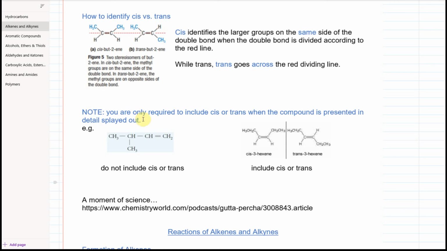Now, I always get the question, Miss, when is it that I'm going to need to include cis or trans? Well, if you have a condensed structure like this, and focus in on the double bond here, where there's no way of knowing if it's cis or trans, don't worry about including it. However, if all of the groups are very clearly displayed in this way, so you've got the double bond and everything is sort of splayed out, in these cases, this is where we want to include cis or trans.